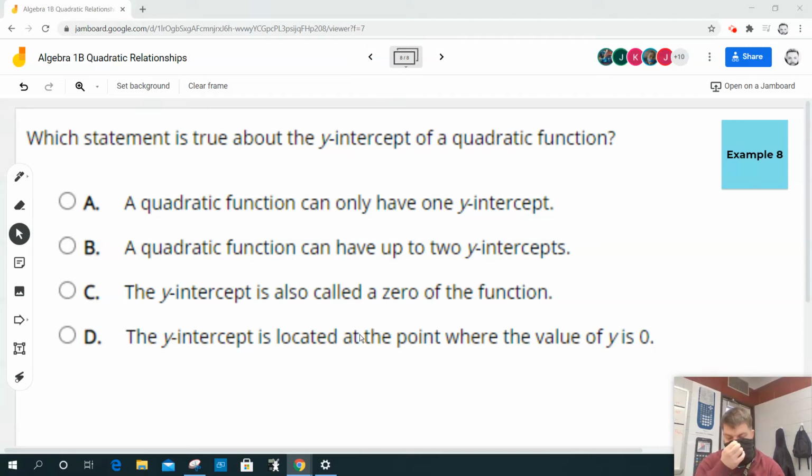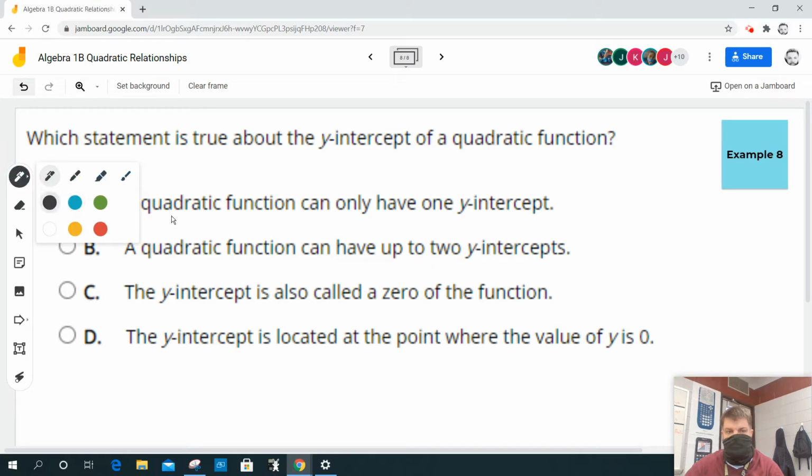So it says, which statement is true about the y-intercept of a quadratic function? So let's kind of remember what that means. On a quadratic function, it looks like this.